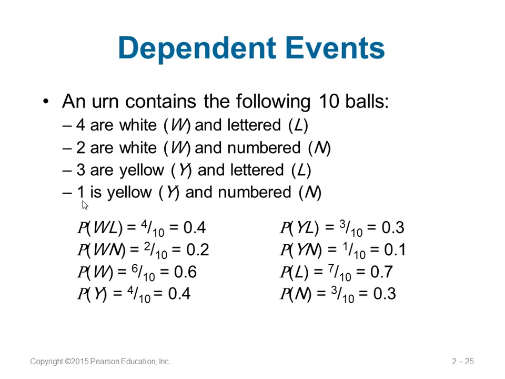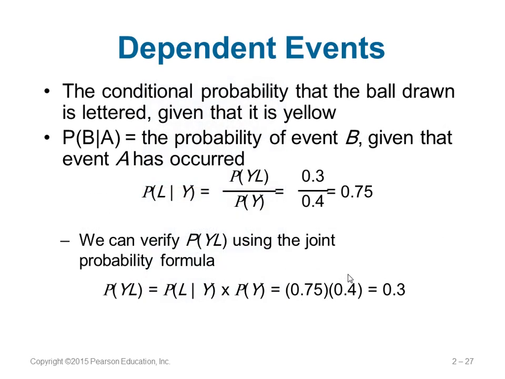Another example: you have a box in which you have 10 balls, and there are 4 balls which are white and lettered, 2 balls white and numbered, 3 balls yellow and lettered, 1 ball yellow and numbered. So we are just representing WL, which is white lettered, is 4 by 10, and so on. If you want to see the number of white balls, just add 4 plus 2, which is 6. Yellow balls are 3 plus 1, which is 4, so 4 by 10. Yellow and lettered, 3 by 10. Yellow and numbered is 1 by 10. And lettered, you just add the lettered ones, 4 plus 3, which is 7 by 10. Numbered, which is 2 plus 1, is 3 by 10. Okay, you get all these values.